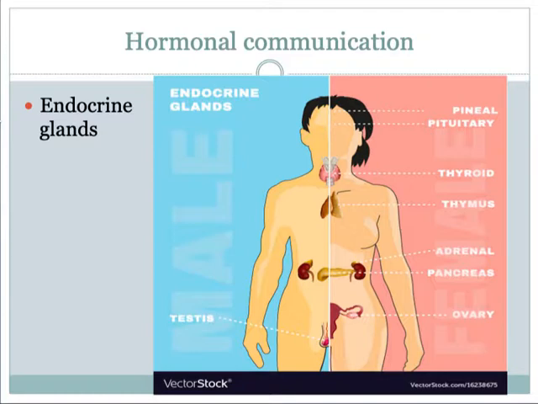A gland is a group of cells that produces and releases one or more substances, a process that we call secretion. Endocrine glands contain secretory cells that pass their products directly into the blood. As endocrine glands do not have ducts, they're often known as ductless glands, and hormones are small signaling molecules.